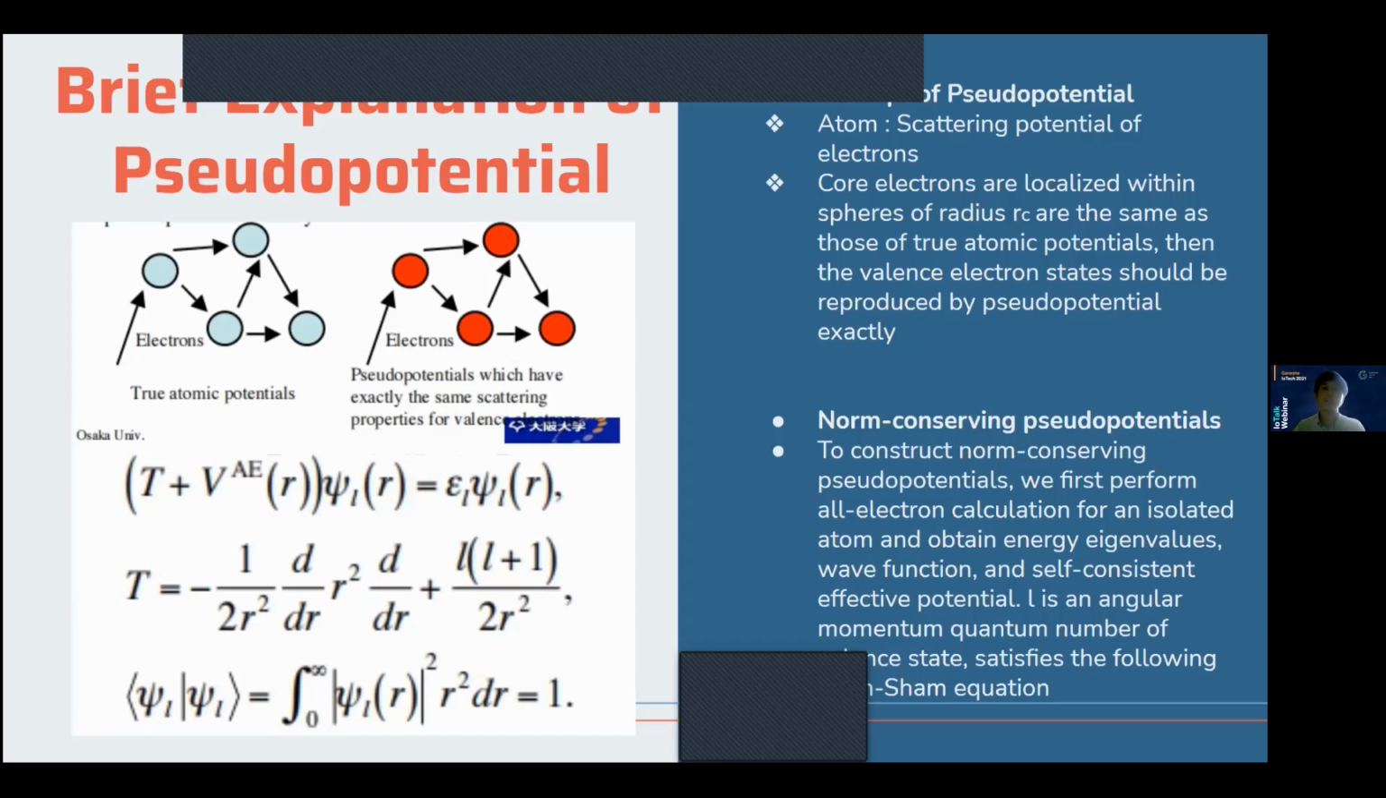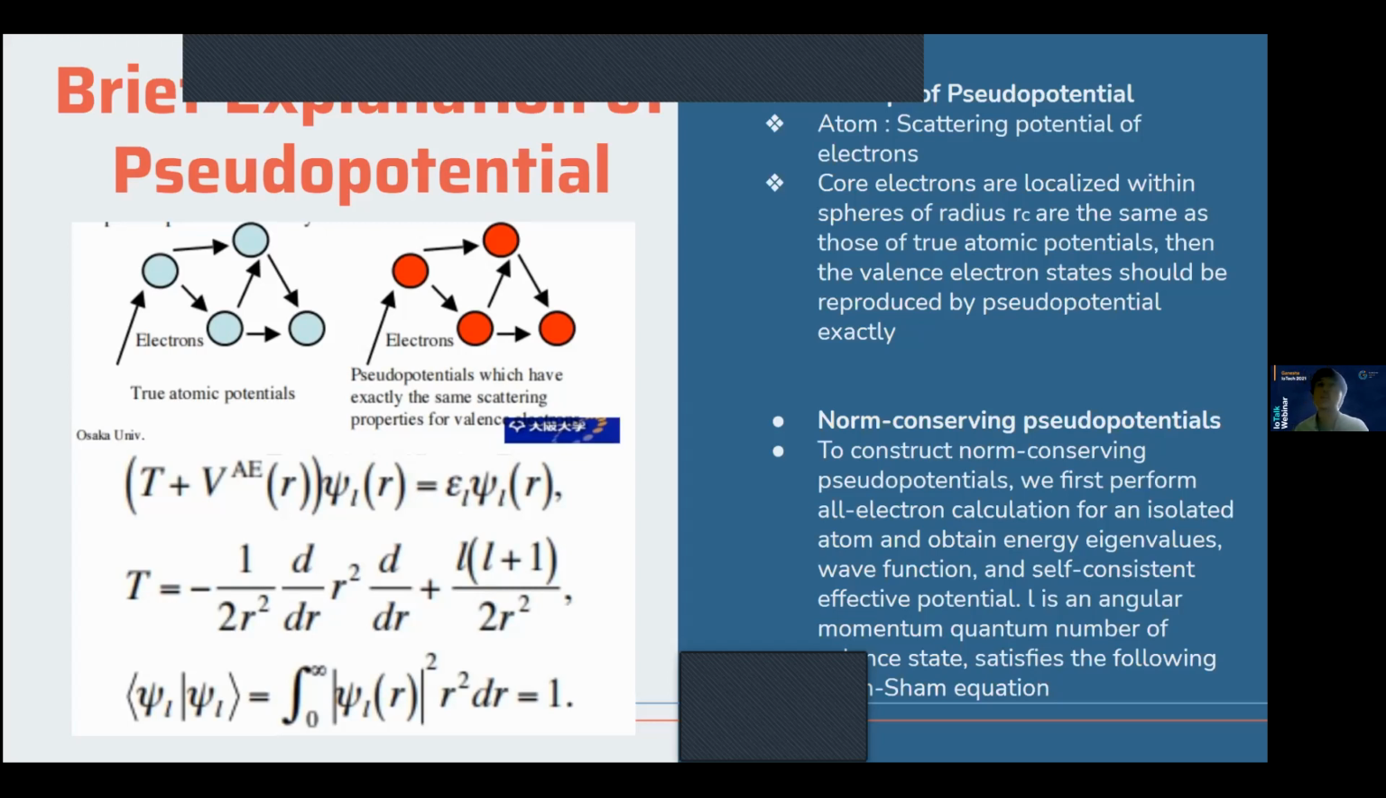So the concept of pseudopotential itself is that you could assume the atom is a scattering potential of electrons. And then the next point is that core electrons are localized within spheres of radius Rc, and are the same as those through the atomic potential. Then the valence electron states should be reproduced by the pseudopotential exactly. And then for the norm-conserving pseudopotential, the formula is using Kohn-Sham.